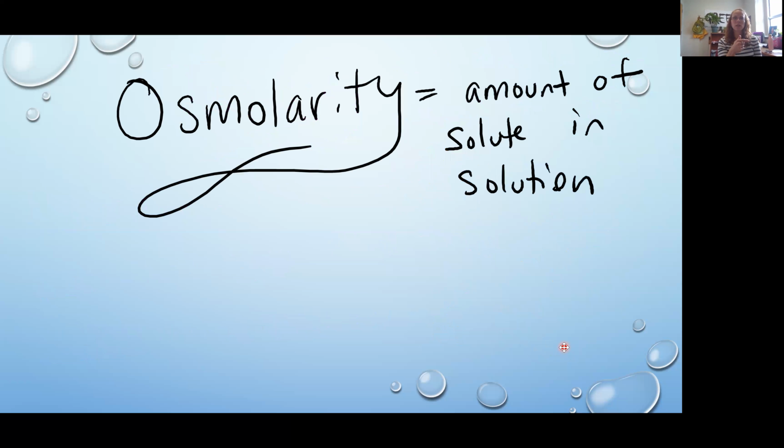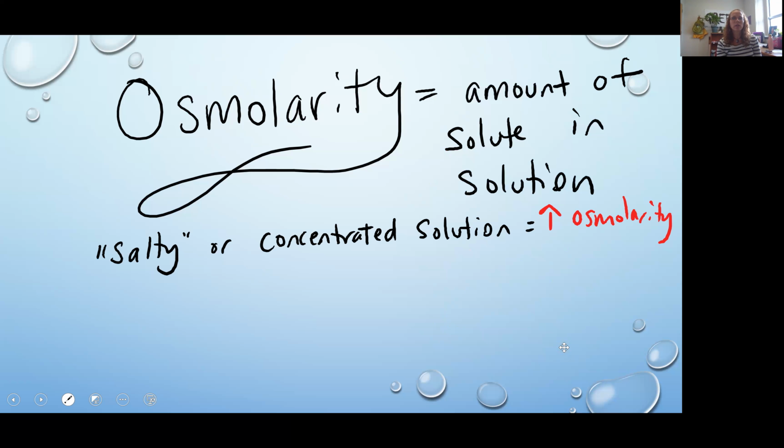Okay, so tonicity was talking about the amount of solute in the ECF compared to the ICF. So it was a comparison term, and it was always specific to the extracellular fluid. This term, osmolarity, can be used to describe any solution, and it's just describing the total amount of solute in the solution. So how salty that solution is. If you have a salty solution, you can call it a concentrated solution. You can say it has a high osmolarity. So in the case of our hypertonic solution, we can say it had a high osmolarity.